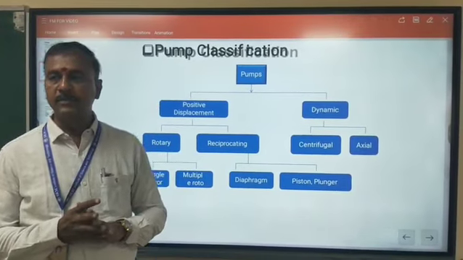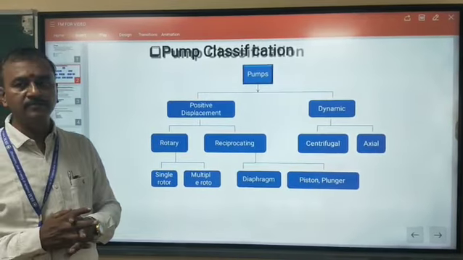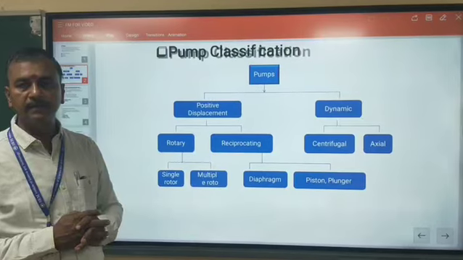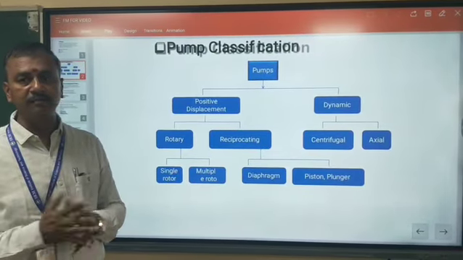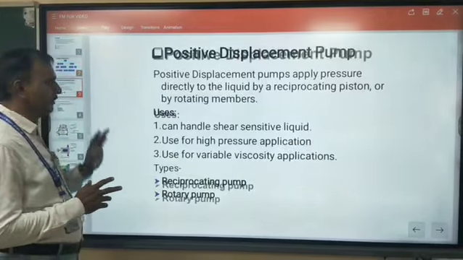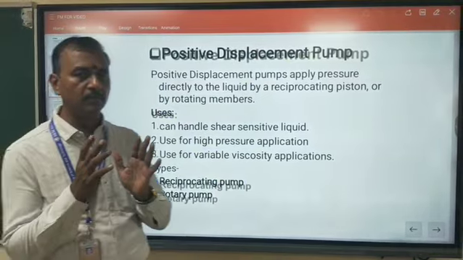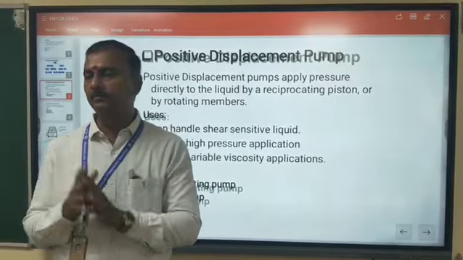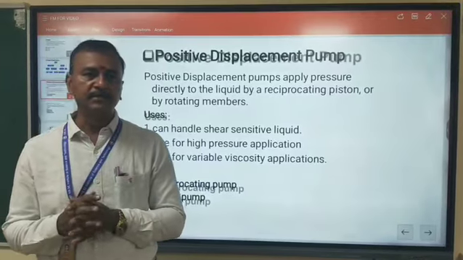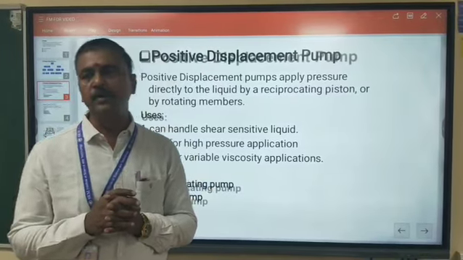Dear students, last class we were seeing about the classifications and the need of the pump and all those things. So today we will continue with the importance of individual pumps. We will see the picture of how each pump looks.